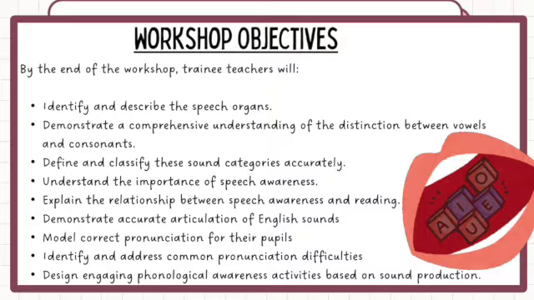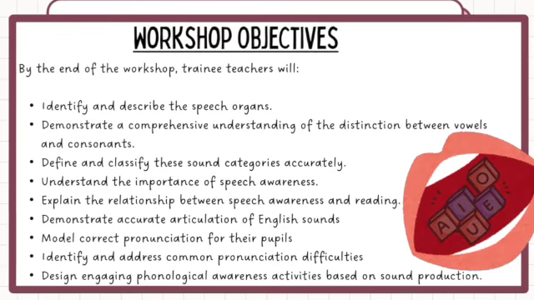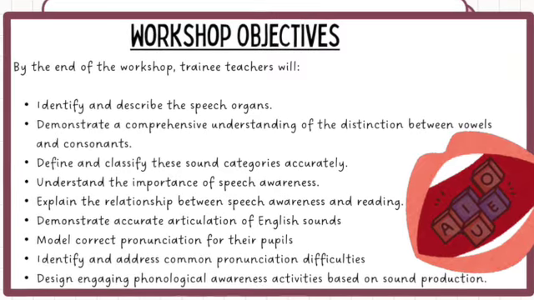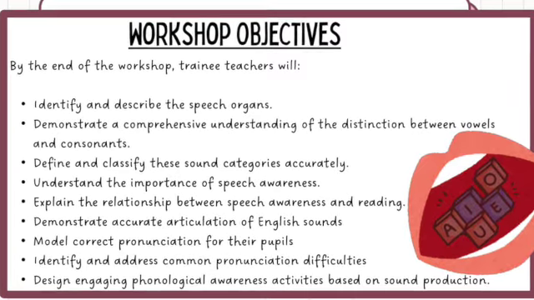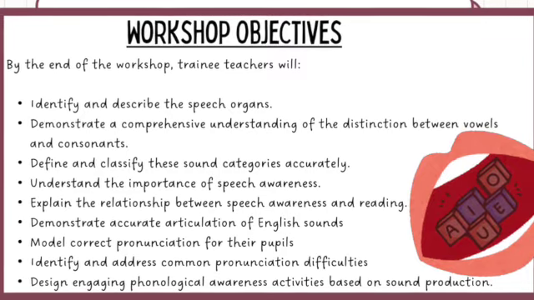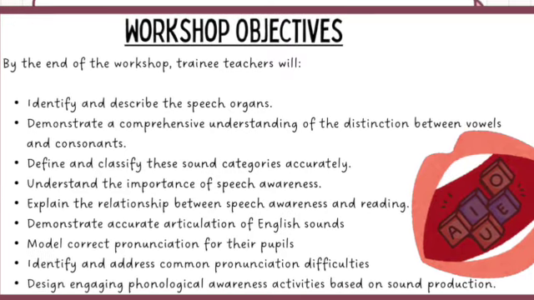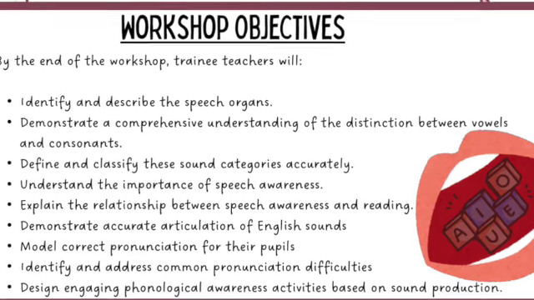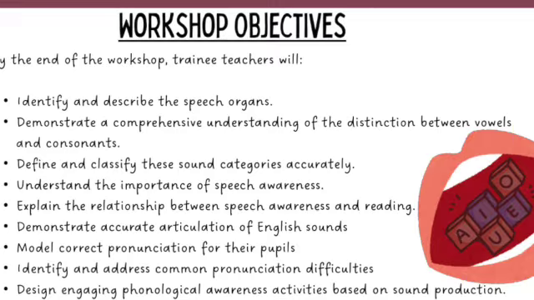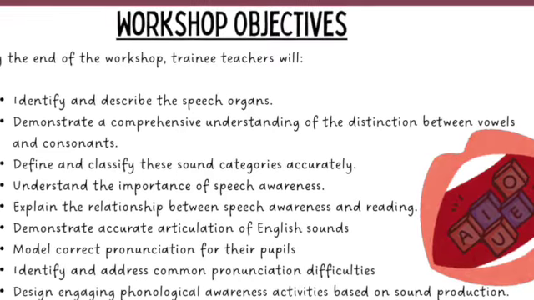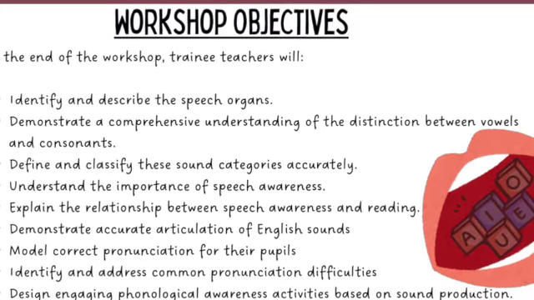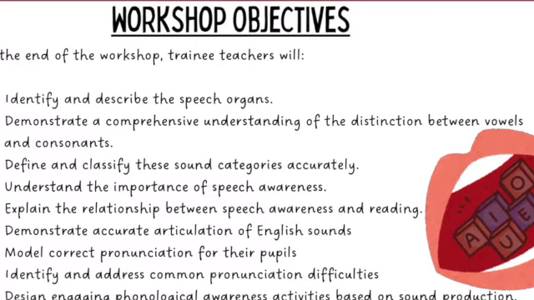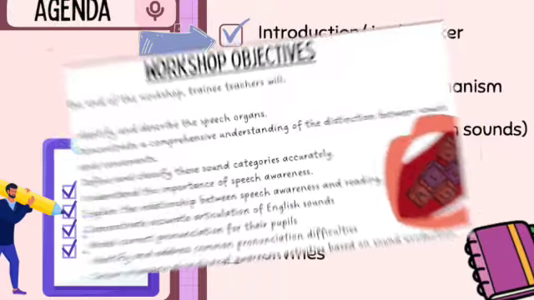The objectives for today's workshop are as follows. At the end of our workshop, teachers will be able to describe the speech organs, distinguish between vowels and consonants, classify sound categories, understand the importance of speech awareness and the relationship it plays in reading, demonstrate accurate articulation of English sounds, correct pronunciation for our students, identify and address some mispronounced words, and engage in a fun activity as it relates to sound production.